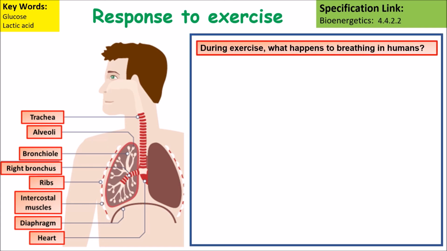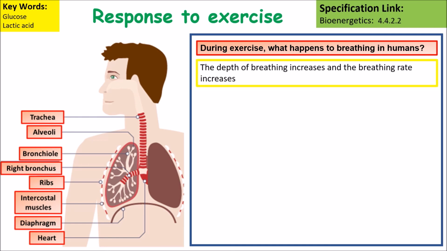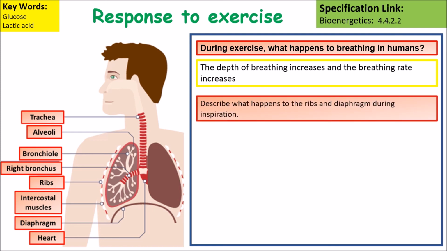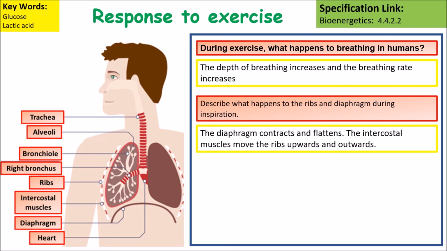If we're looking at what happens to the breathing in humans during exercise, the key thing to say is that the depth of breathing increases and the breathing rate increases. If we look at describing what happens to the ribs and diaphragm, the diaphragm contracts and flattens, and the intercostal muscles move the ribs upwards and outwards.